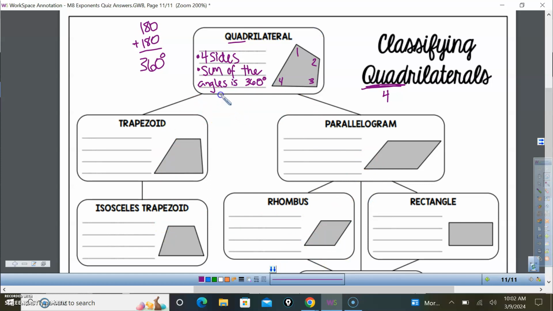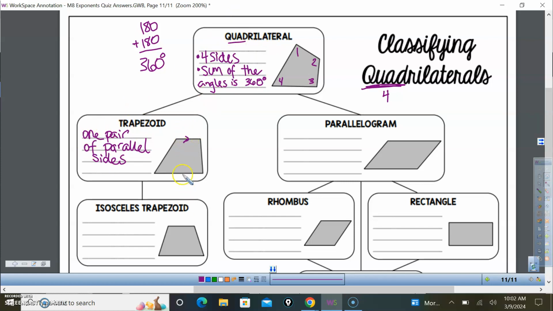All right, so one specific type of quadrilateral is called a trapezoid. The main definition for a trapezoid is that obviously it has to have four sides and the sum of the interior angles is 360. It has to meet everything that a quadrilateral has, but it also has to have one pair of parallel sides. So it has to meet all the requirements of a quadrilateral, and then on top of that, it's got to have a pair of parallel sides.